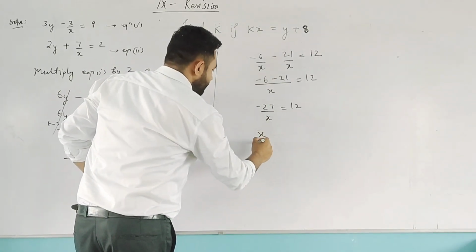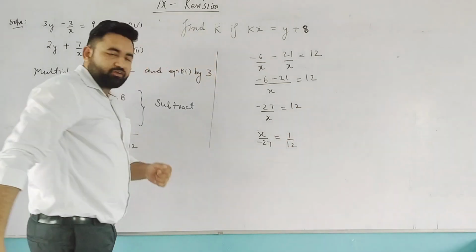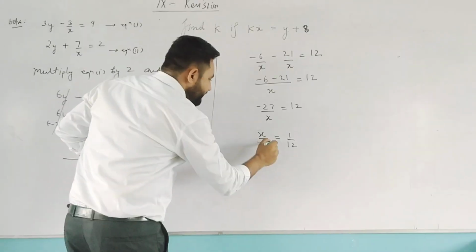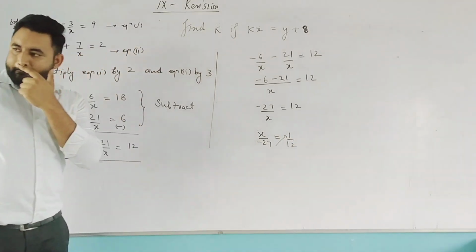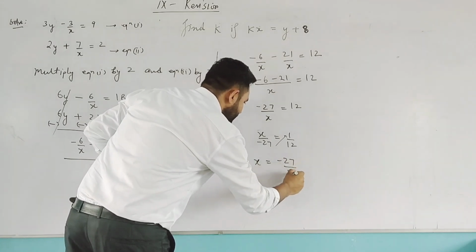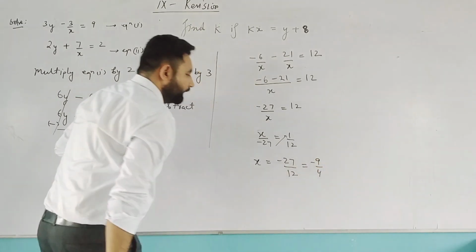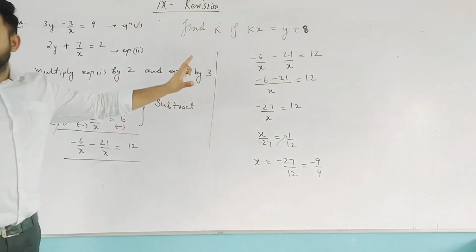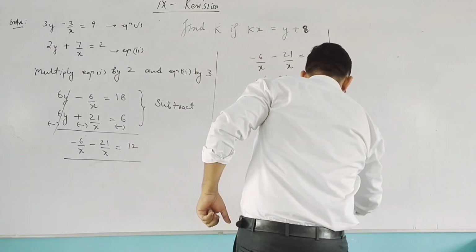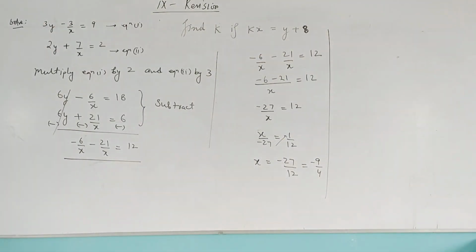Now we need to reciprocate it. On reciprocating, it becomes x by minus 27 equals 1 by 12. Now send this 27 to the right hand side. It becomes x equals minus 27 by 12. On simplifying it, 3 9s are 27 and 3 4s are 12. So the value of x here is minus 9 by 4. After this, we need to find the value of y.